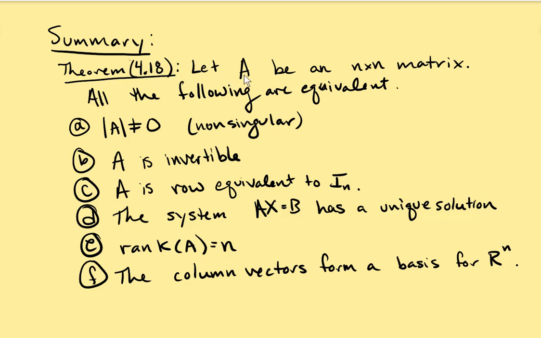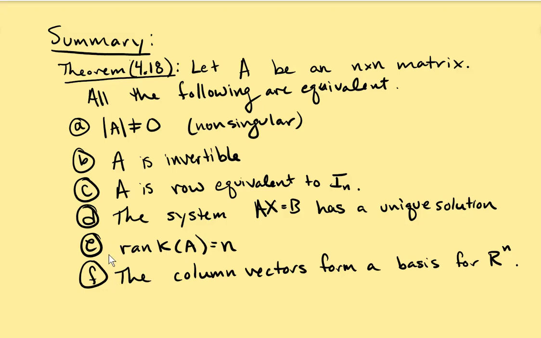Theorem 4.18 says, let A be an n by n matrix. We have a square matrix here. All of the following statements are equivalent. First, the determinant not being 0, this matrix being non-singular. That's the same as saying that A is invertible. We've seen that before. This is also the same as saying that A is row equivalent to the n by n identity. We have also seen that before. We have also seen that invertibility means this thing's got a unique solution.